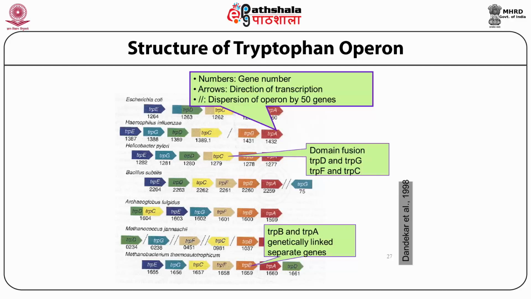So you can see here that different genes are located at different places in different organisms. For example, TrpA and TrpB are genetically linked in some organisms but separate genes in Methanobacterium. So like that, comparative genomics helps to identify different linked genes in different organisms, and these can be compared further.